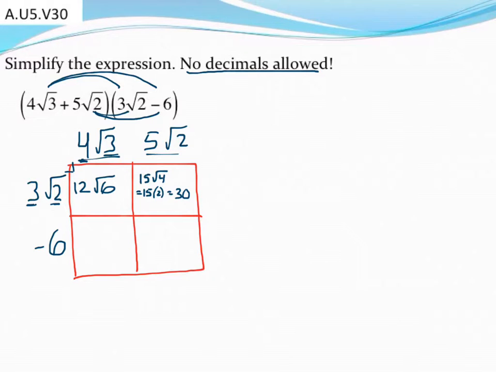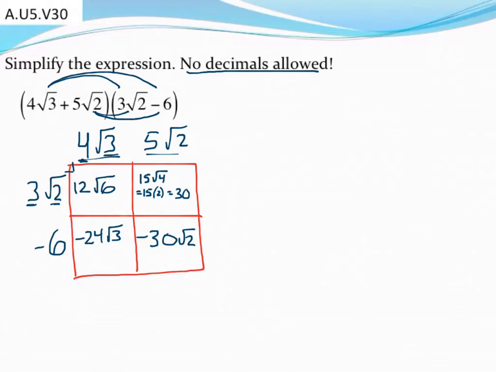Let's do the bottom row. So then 4 square root of 3 times negative 6. Well, negative 6 is not in a square root. So multiply the numbers outside the square root together to get negative 24. And then that square root of 3 would just stay as is, square root of 3. And then same deal for this last box. Multiply the numbers outside to get negative 30. And square root of 2 just carries down.